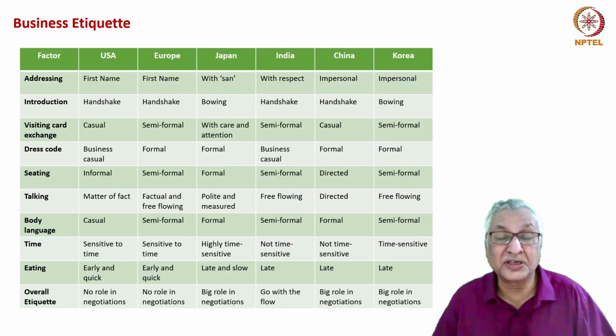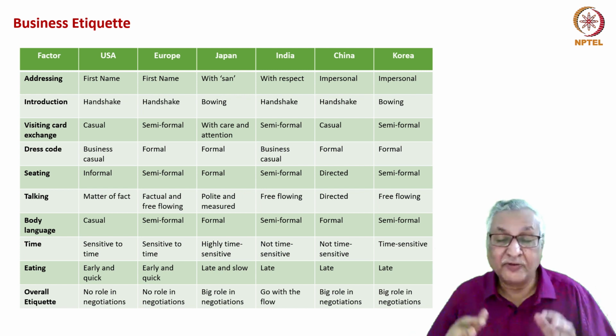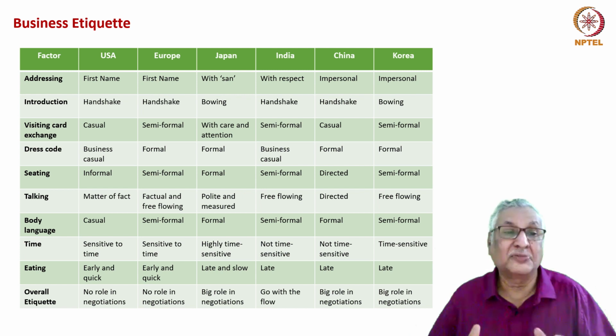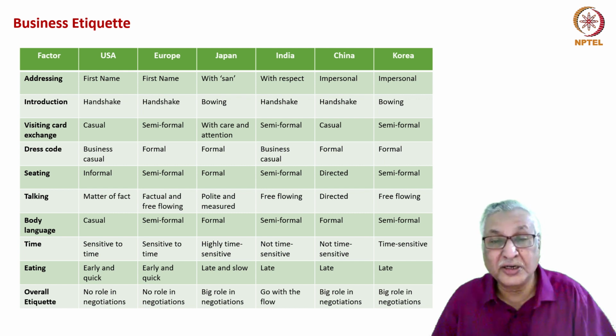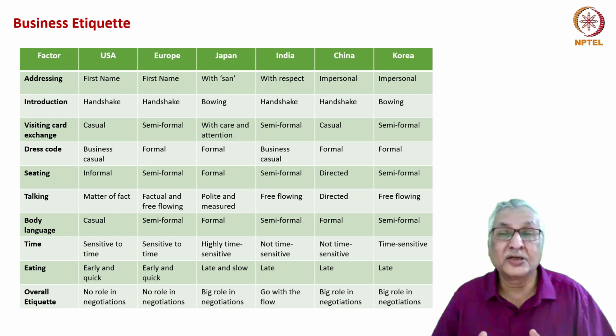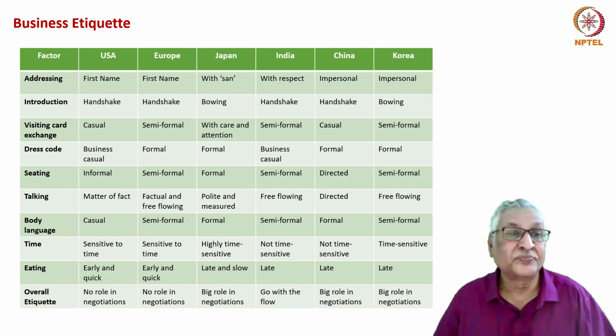Let's look at business etiquette. We talked about simple things making great impact. Every nation has a business etiquette which needs to be understood and appreciated. Let's look at six different nationalities: USA, Europe, Japan, India, China, and Korea. How does one address the other when the people meet with each other?